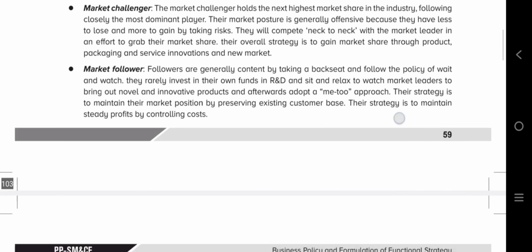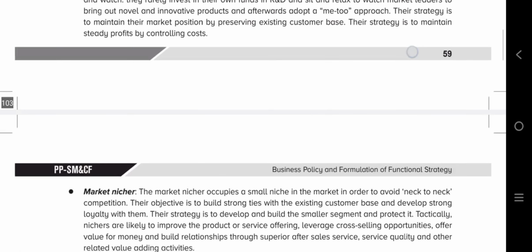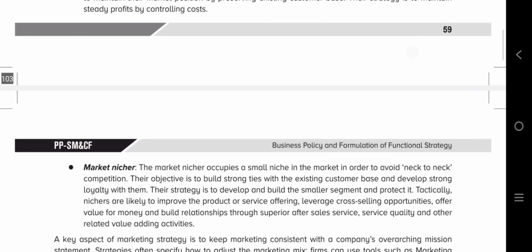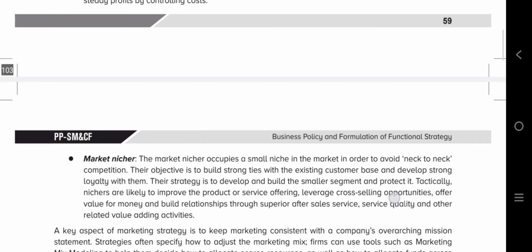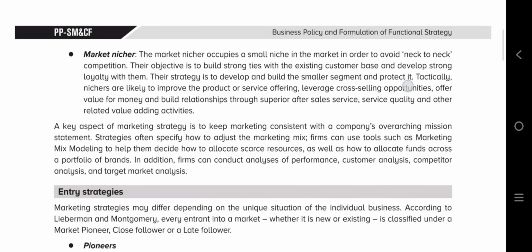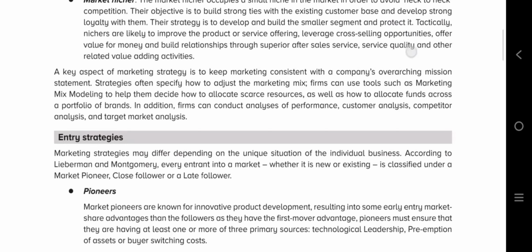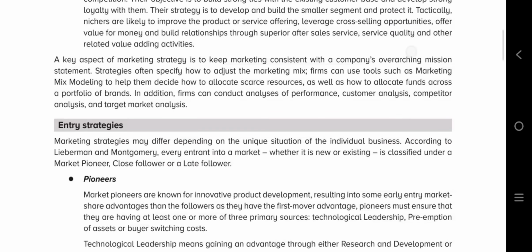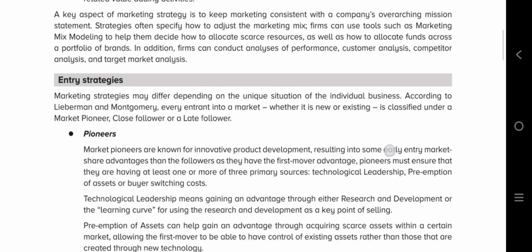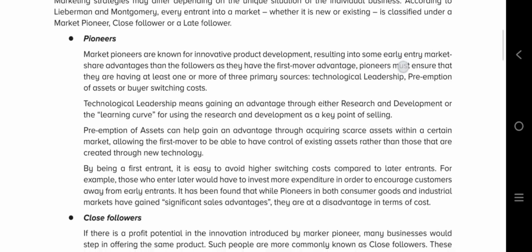That's all. Entry strategy. Marketing strategies may differ depending on the unique situation of an individual business. At present, whatever situation you are in, the marketing strategy will differ. According to some people, every entrant into a market, whether new or existing, is classified as a market pioneer, close follower or late follower. Pioneers are known for innovative product development. They break their head and innovate new products. Those are the market pioneers, resulting in some early market share.